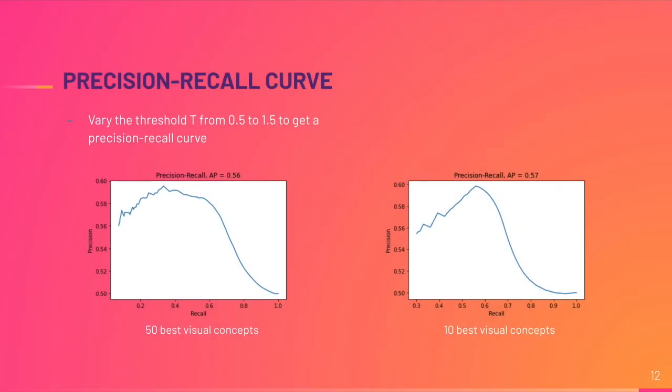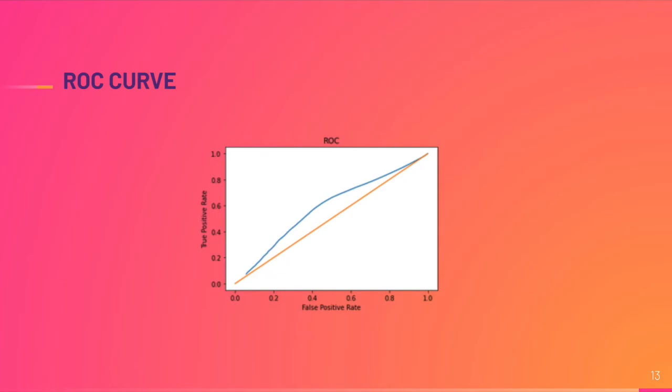Unfortunately, as you can see from the precision recall curves, our visual concepts have some predictive power, but not much. For our 50 best visual concepts, we had an AP of 0.56, while for our best 10 visual concepts, we had an AP of 0.57. The ROC curve also confirms this. The orange line indicates a classifier with no predictive power, and as you can see, our curve deviates from this, but not too much.